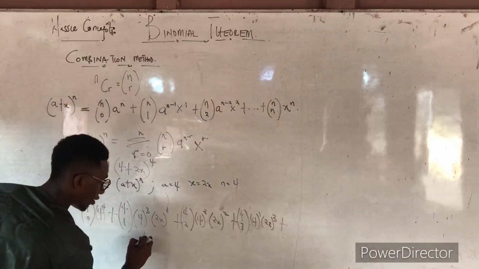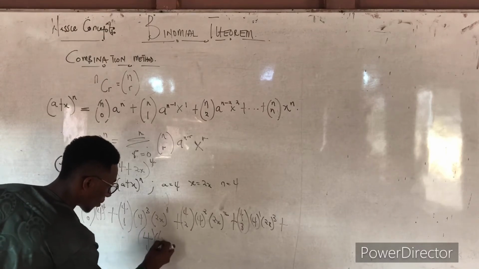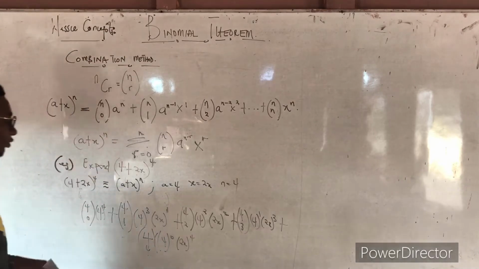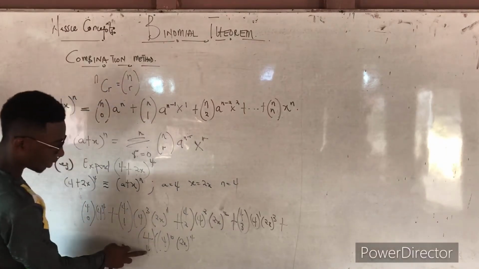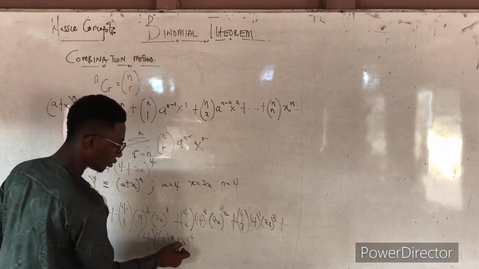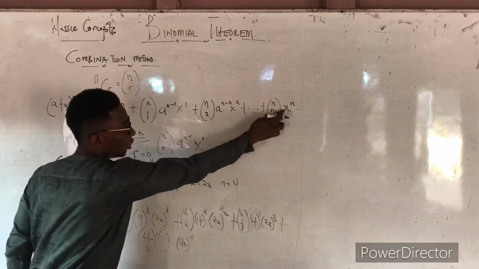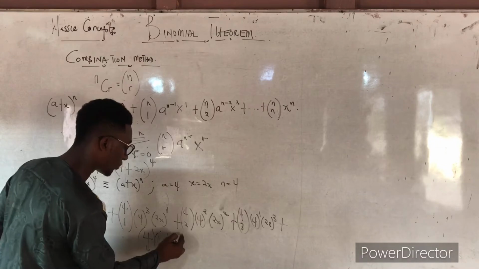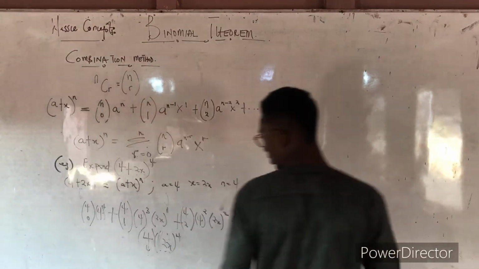plus 4 combination 4, 4 exponent 0, 2x exponent 4. So you are done, because you have to get to the n combination n itself. The a is 4 and it's reducing to 0. As a matter of fact, when you get to n combination n, you don't even bring the a because there will be no a. It's only the x part, so let's put the x part over there, which is 2x exponent 4.